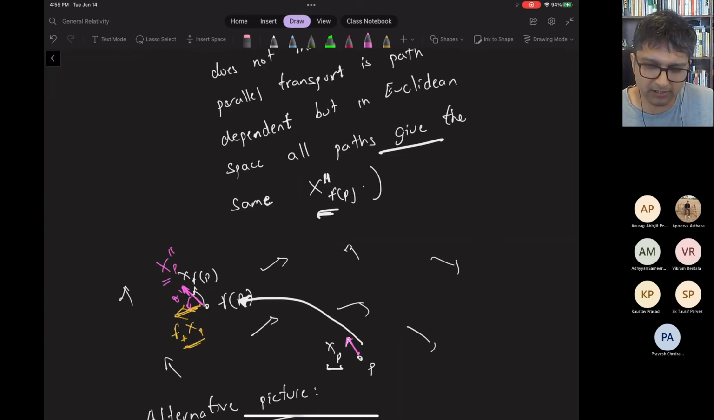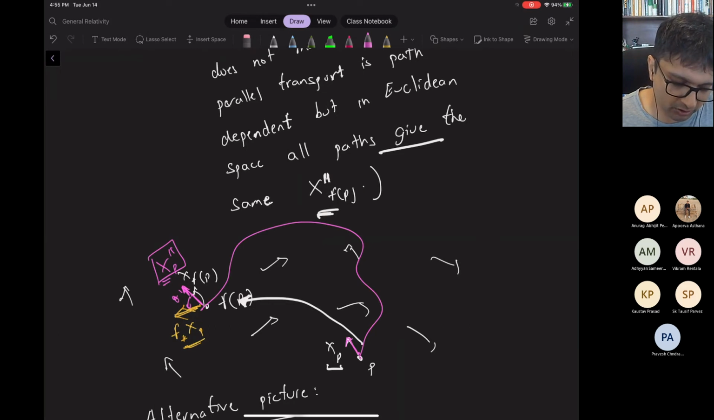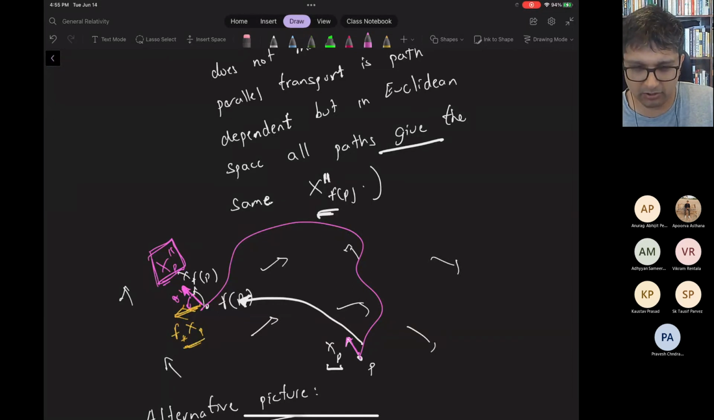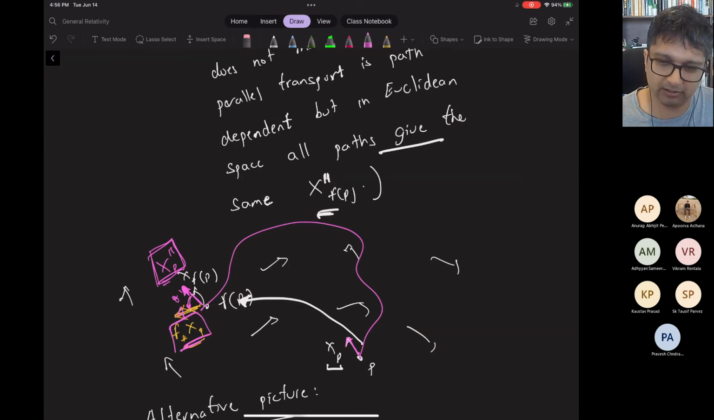In Euclidean space, you always end up with a unique X parallel p, no matter which path you choose to transport. Therefore, you can make this comparison in Euclidean space, and you will see that the components of your vector are rotated by an angle theta. That is, f star X_p is also rotated by an angle theta. Neither of these has anything to do with what the actual vector field X was at the point f(p).